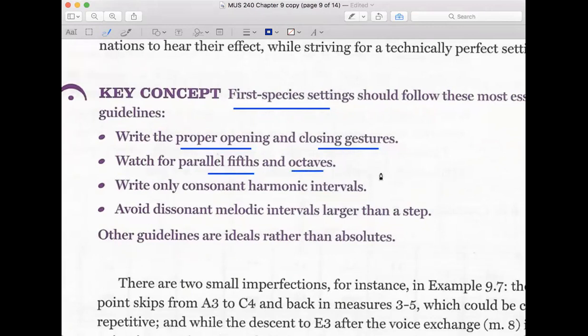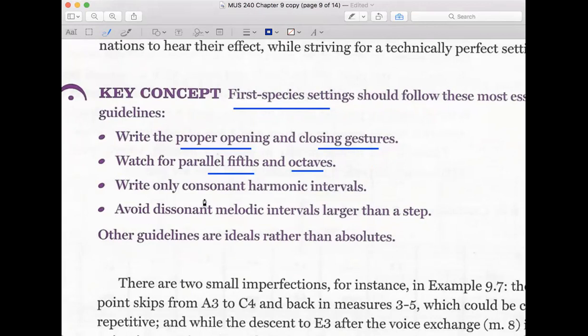Again, I encourage you to circle your intervals. If you have instances of perfect intervals, this is a way of alerting you to the fact that you might have a problem.